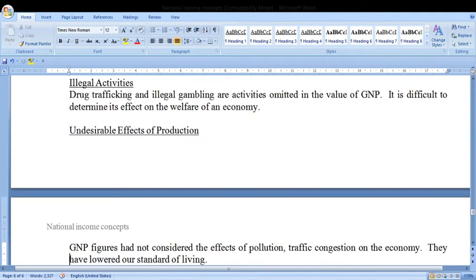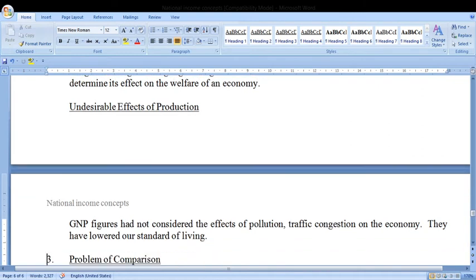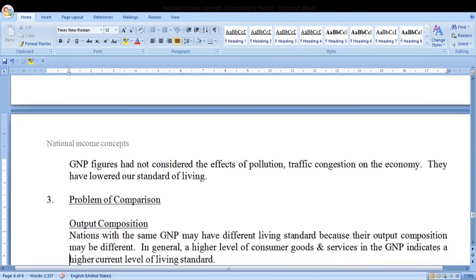So, undesirable effects of production. Sometimes we can't find how much production we are doing. For example, the GNP cannot consider the effect of pollution and traffic congestion on the economy. So these are also the major undesirable effects. Next, problem of comparison.